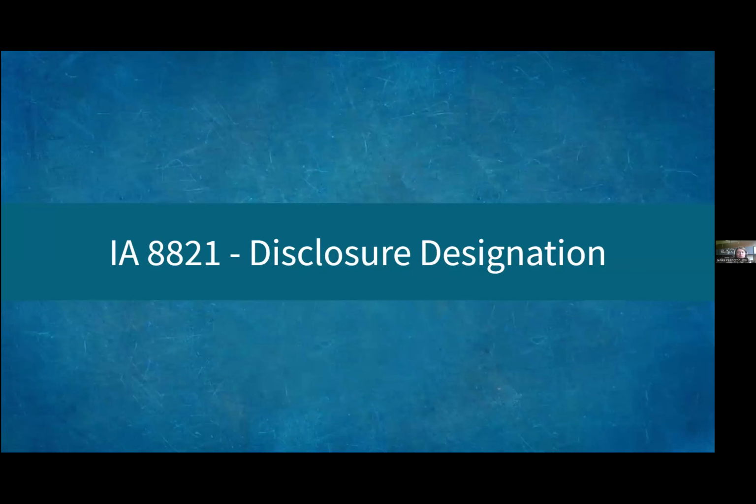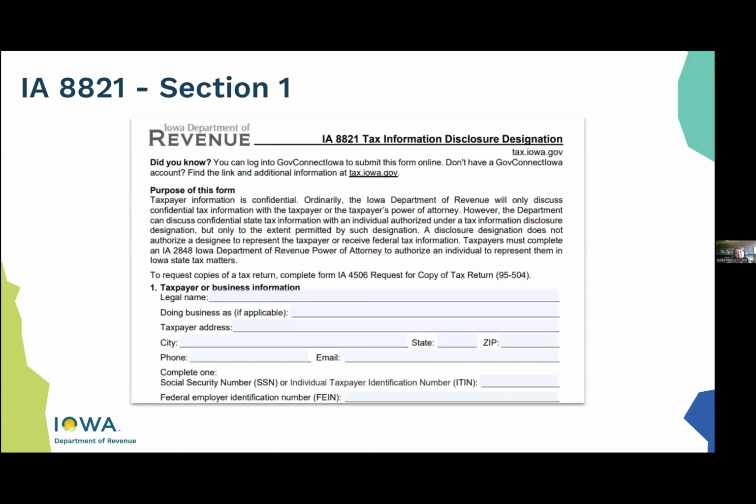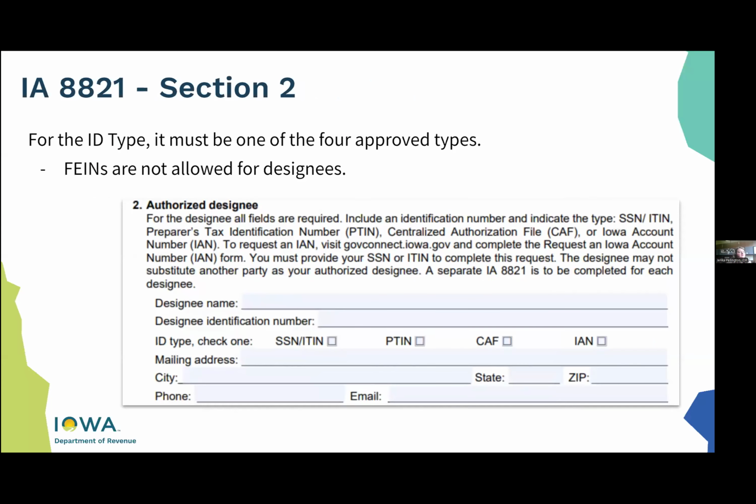And then our final form here is the disclosure designation. As I mentioned earlier, the disclosure designation form lets you appoint a designated person to receive tax information, and it ultimately allows the department to disclose information to them over the phone. So you'll see here that section 1, again, is asking for the taxpayer or the business information. Step 2 is asking for the representative or the authorized designee information.